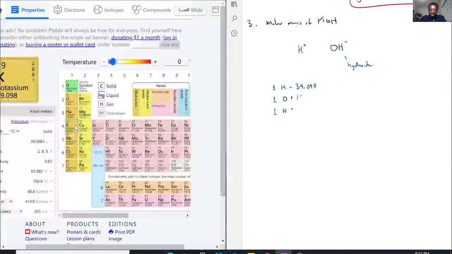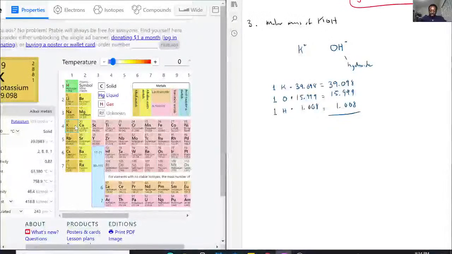So that's 39.098. Oxygen was 15.999. Hydrogen is 1.008. And right now we're just doing the multiplication stage before we add anything, because in the off chance these were different numbers, you want to make sure you're always multiplying first before you just start adding things. Okay, so 39.098, 15.999, 1.008. So that's KOH.